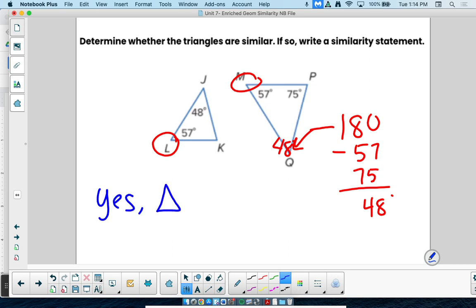Then we're going to say triangle. We could justify, but they just want a similarity statement. So triangle LJK. And now we match. What matches L? M. What matches J? Q. And then P. Very good.